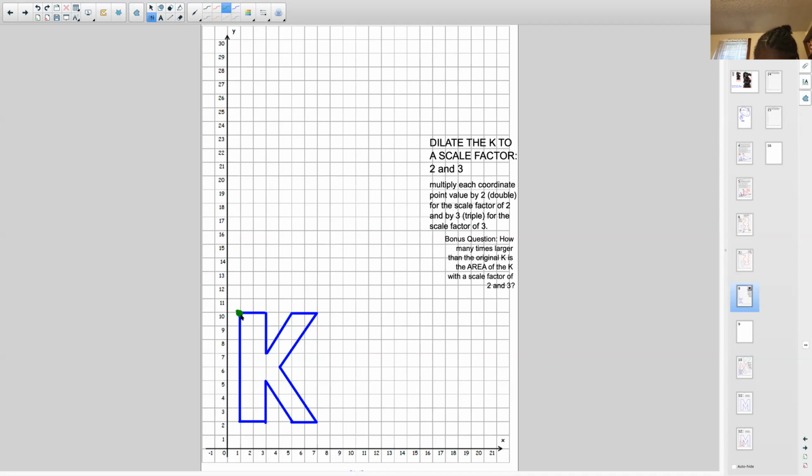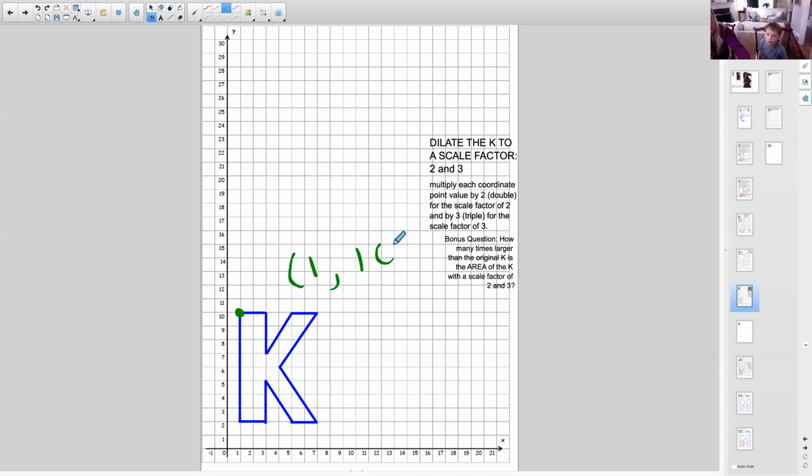You ready? Who can tell me what that green point is? Who can give me 1 times 3 and 2 times 3? Raise your hand. 1 times 3 is 3, and 2 times 3 is 6. All right, everybody, on 3. 1, 2, 3.